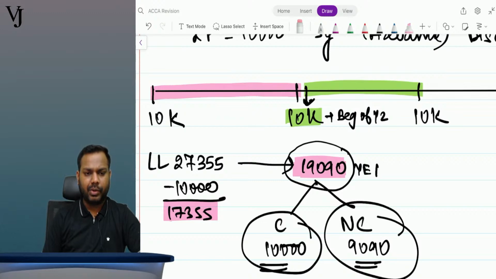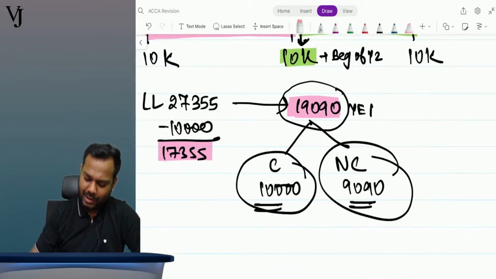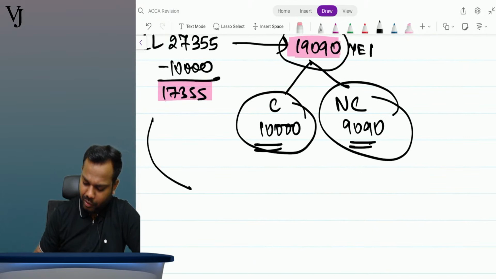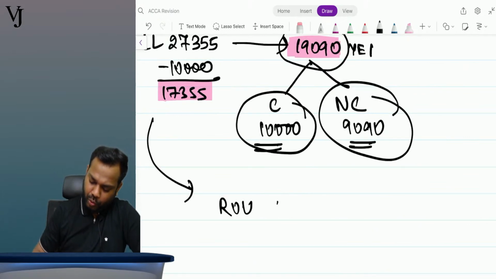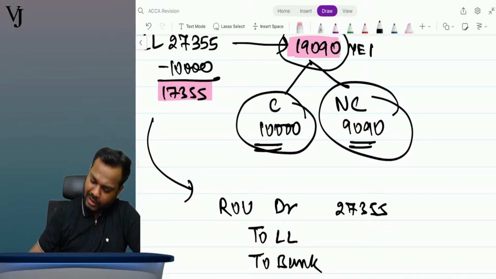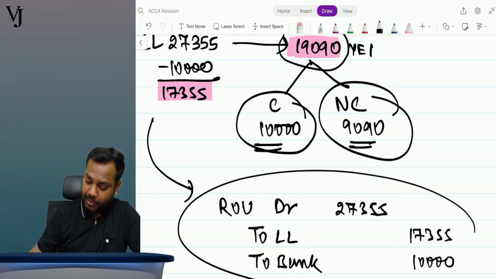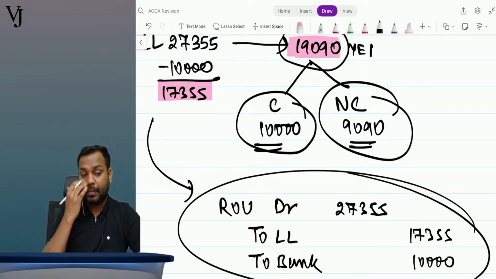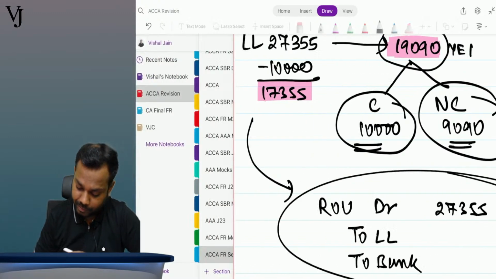Yes, Vaisali, is that clear to you guys? Okay, in this case, on lease commencement date, you will pass the entry like this: ROU account debit, to lease liability, to bank. ROU will be 27355, lease liability will be 17355, bank will be 10,000. Now is it clear? Wonderful.